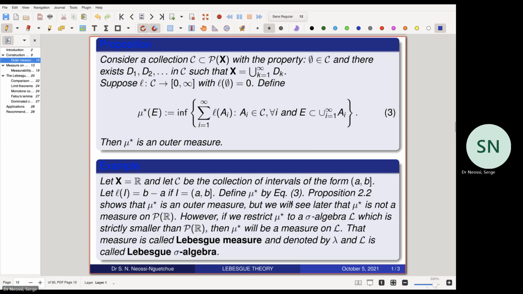So if you define mu star in our case, because in the proposition we just assume that such a function L exists, but now we are actually defining L to be the length of the interval I. Since we know what L is, we can use that in the case of R to define our mu star, right? So from this proposition, we know already that such a mu star will be an outer measure.